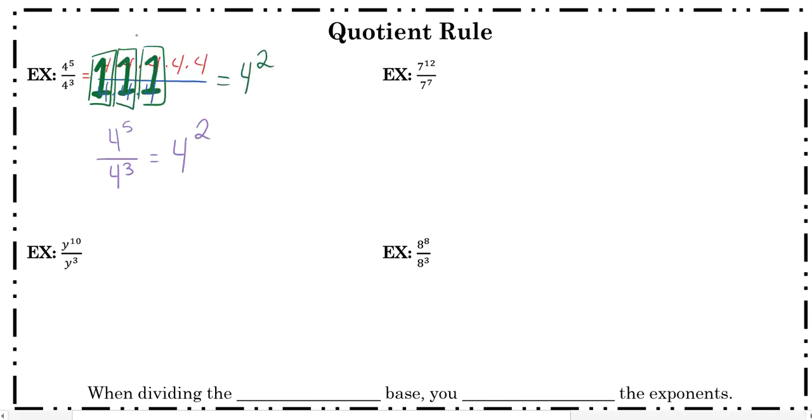If I look at my next example, 7 to the 12th power divided by 7 to the 7th power. So we have 7 times itself 12 times.